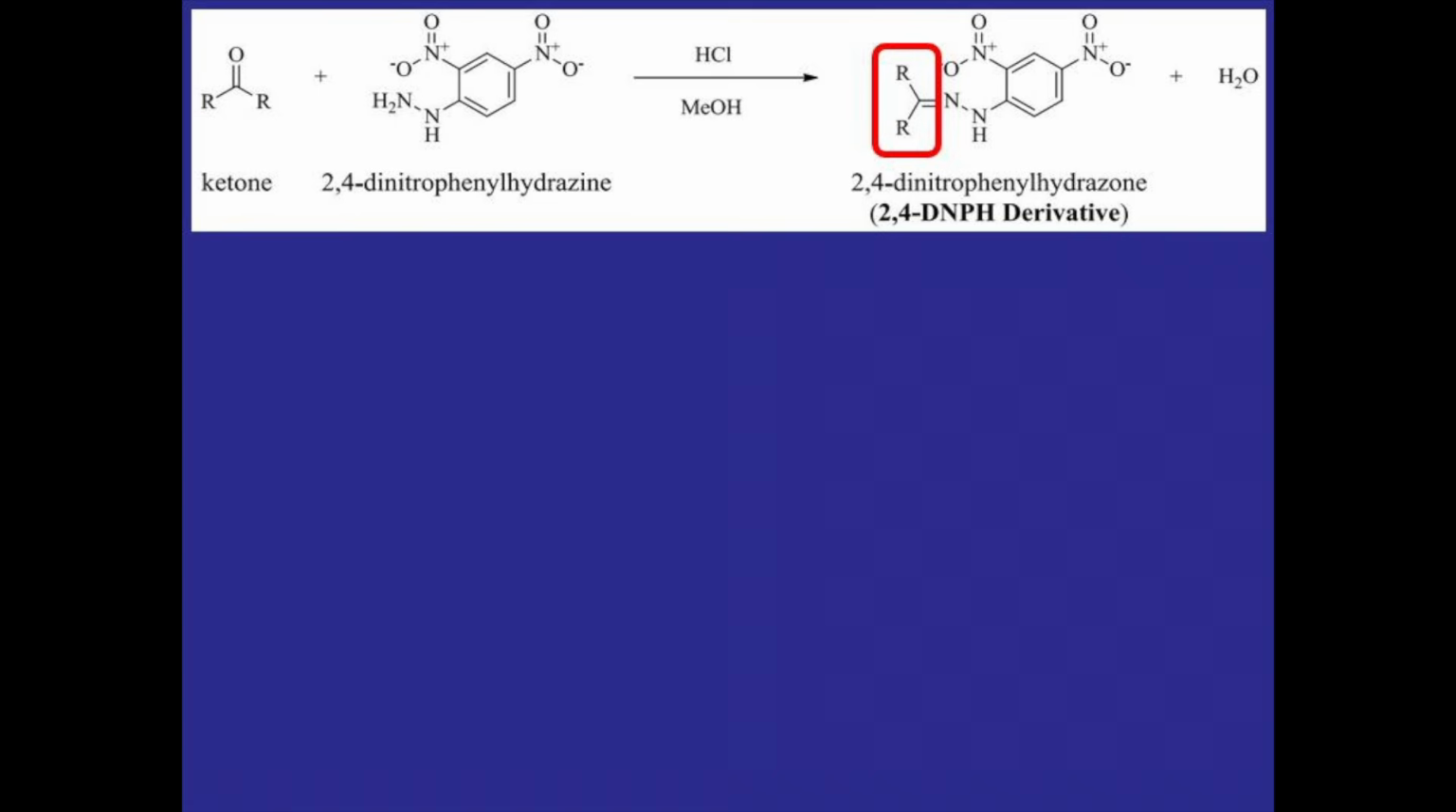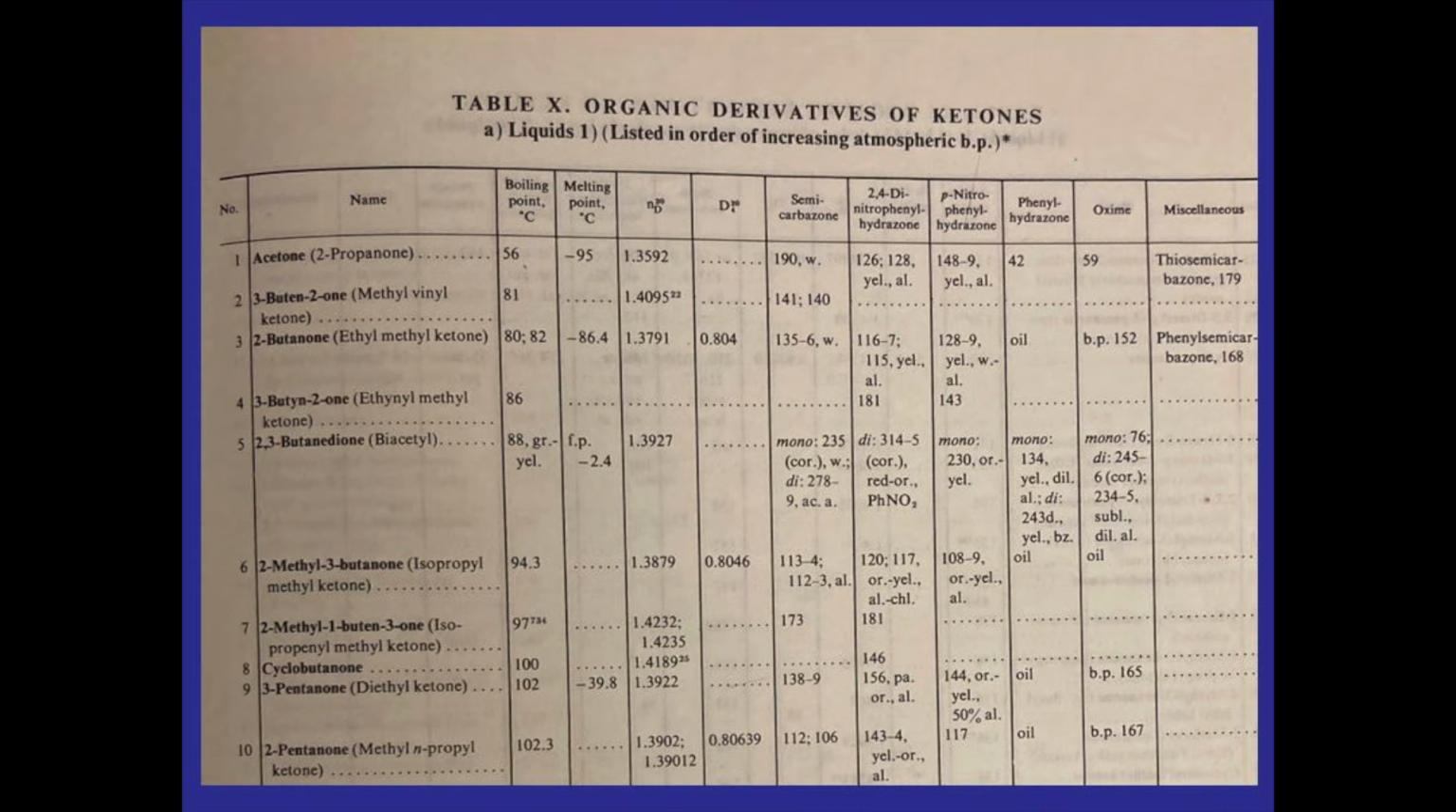And since this new compound is a solid, we can take its melting point and compare that to the boiling point of the original ketone. This kind of chemistry was a lot more common before NMR spectroscopy made it obsolete. For example, here's a page from an old chemistry book with a table of organic derivatives of ketones. So we have a list of ketones, and we can see the melting points of the hydrazone derivatives of each of those ketones if that reaction works for the specific ketone.